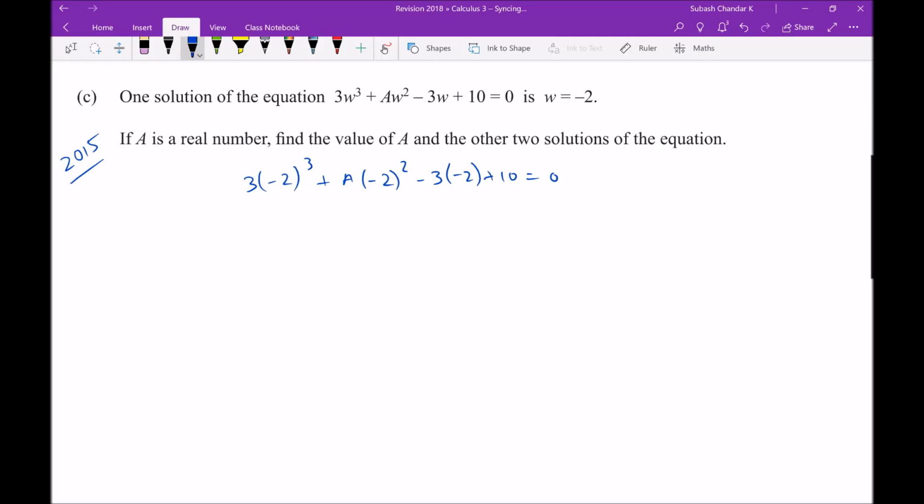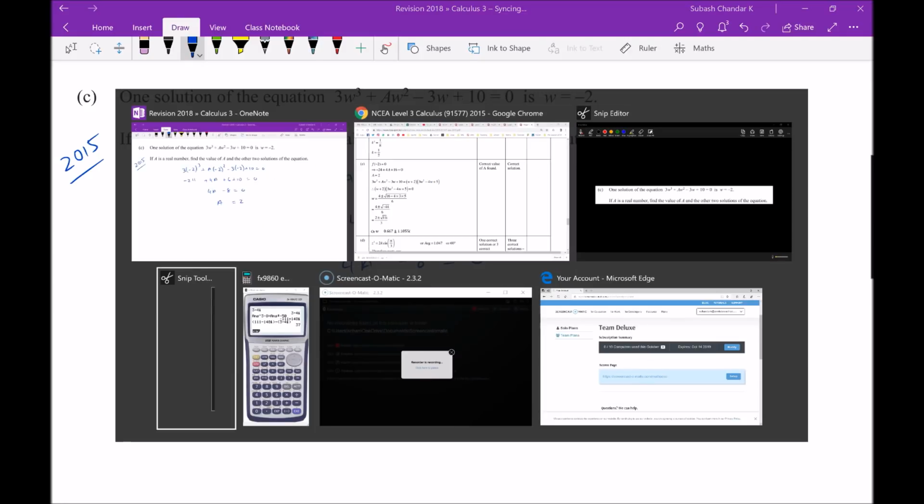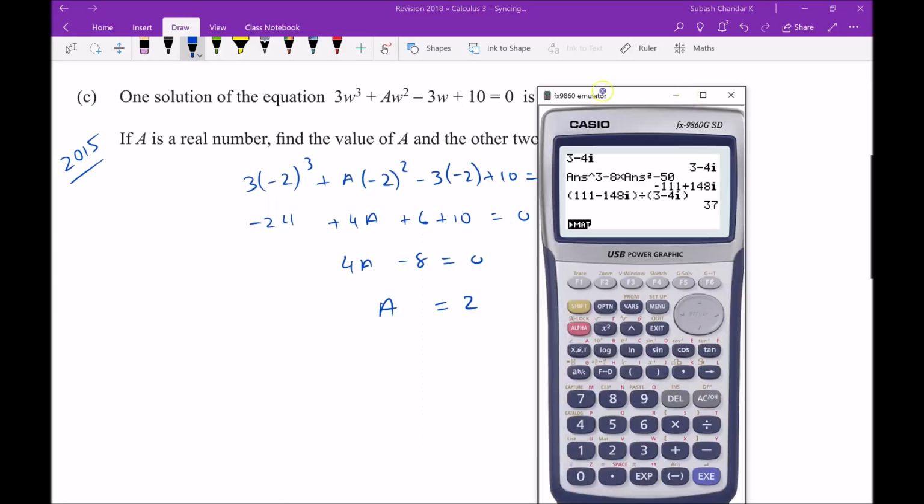So that becomes -24 plus 4a plus 6 plus 10 equals 0. So then 4a minus 8 is equal to 0. So a is equal to 2. Now, at this point, I guess all of you guys were comfortable enough to do this.